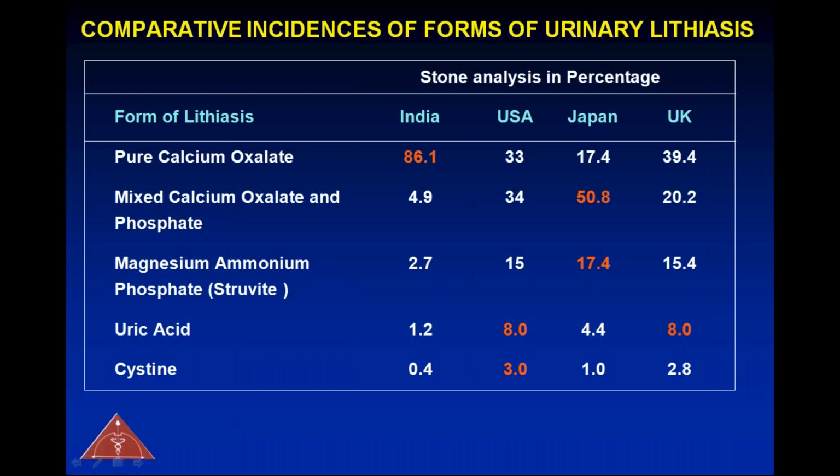And uric acid and cysteine stones you will see in people who have uric acid problems, like in gout, and homocystinuria, where some congenital metabolic deformity is there. Then the chances of these stones are higher. Otherwise, you will not see uric acid and cysteine stones that commonly.